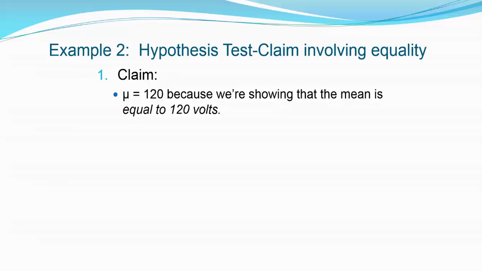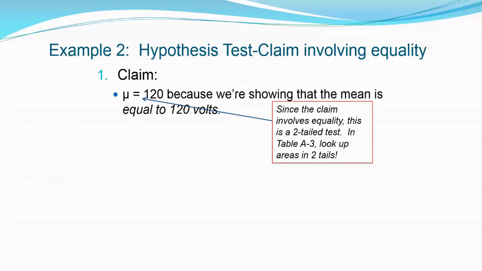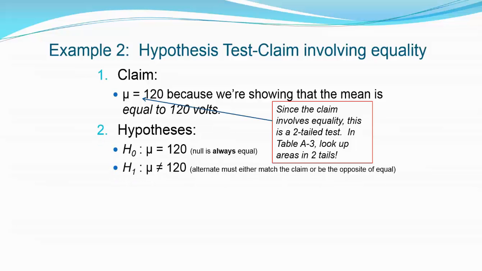So our claim is mu equals 120 because we are showing that the mean is equal to 120 volts. Since the claim involves equality, this is a two-tailed test. So when we look up our test statistic and critical value in Table A3, we need to make sure that we're looking at the two tails. Our null hypothesis is always equal, so in this case it will match the claim, mu equals 120. That forces the alternate to be not equal.